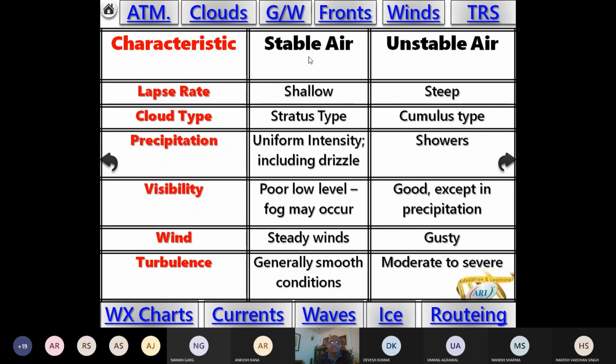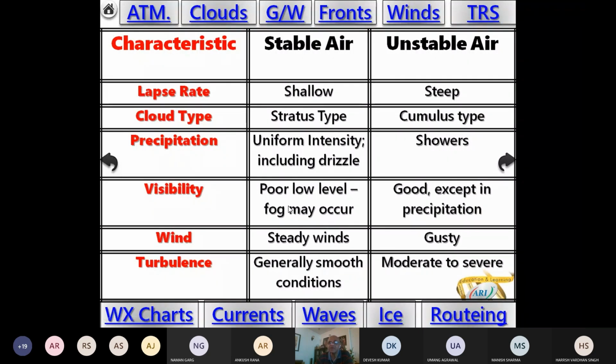This is stable air, that is cold. Unstable air, warm. Lapse rate is shallow, 5 degrees. Lapse rate is very steep, 10 degrees. Cloud type, we have not yet done the cloud. I'll come back to it. Precipitation, drizzle, but here you're going to have showers.